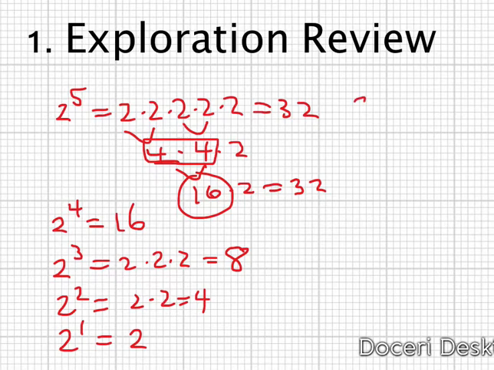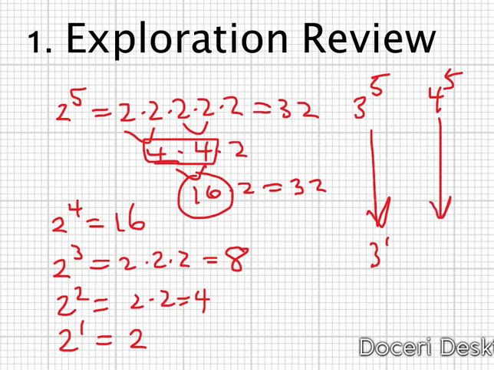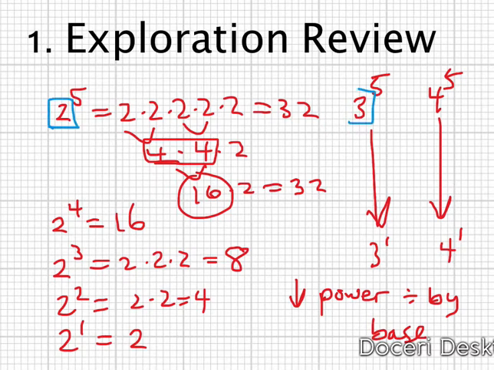We also did 3 to the 5th on down to 3 to the 1st, and we did 4 to the 5th on down to 4 to the 1st. And so you were supposed to use this data to come up with a conjecture. Basically what we're doing here is every time we decrease in one power, we divide by the base. So whatever the number is as my base, in this example it was 2 here, here it was 3, here it was 4. I would divide by that every time I decrease in power.